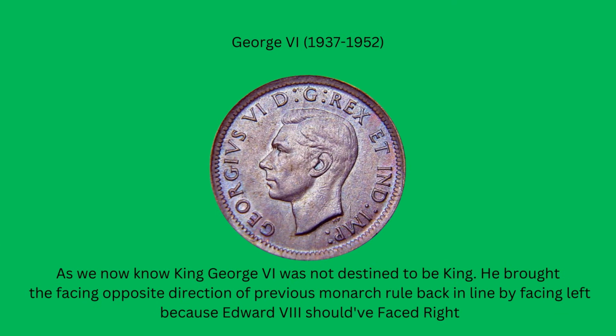George VI was on our coinage from 1937 to 1952. As we now know, King George VI was not destined to be king. He brought the facing opposite direction of previous monarch rule back in line by facing left, because Edward the Eighth should have faced right.